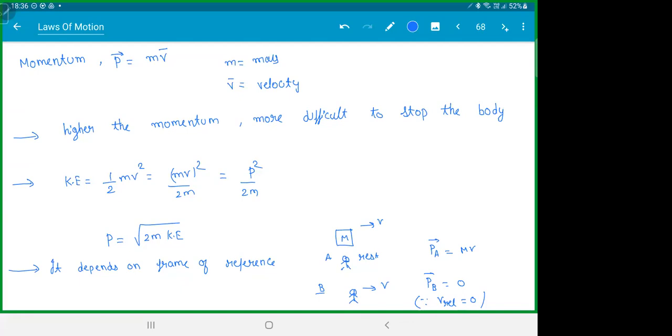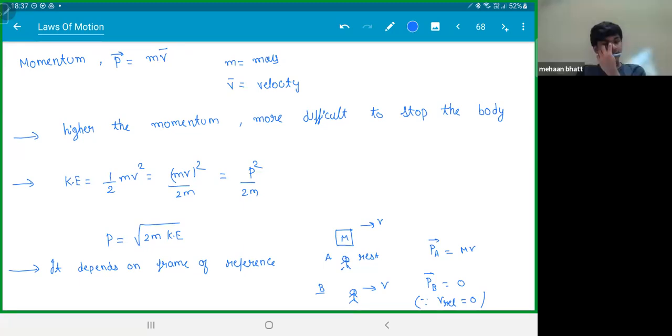Force is frame independent. Whether you're running or you're standing, if you apply 10 newtons, it will be 10 newtons only. Force doesn't care from where you are watching it. Mass is again frame independent. Mass doesn't care where you're watching it. So there are certain quantities which will depend on frame, some will not. Example, force and mass won't depend on frame.